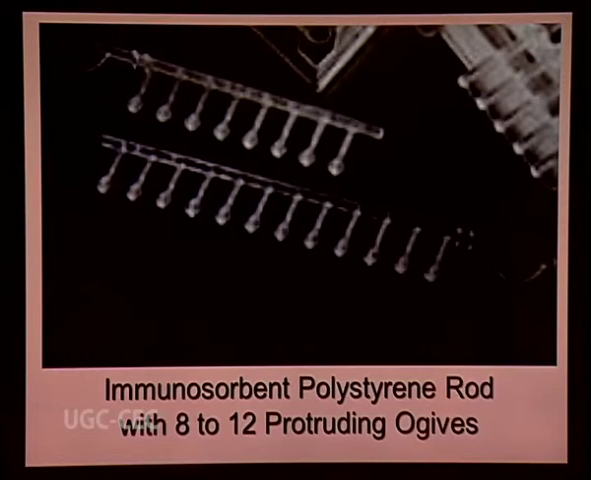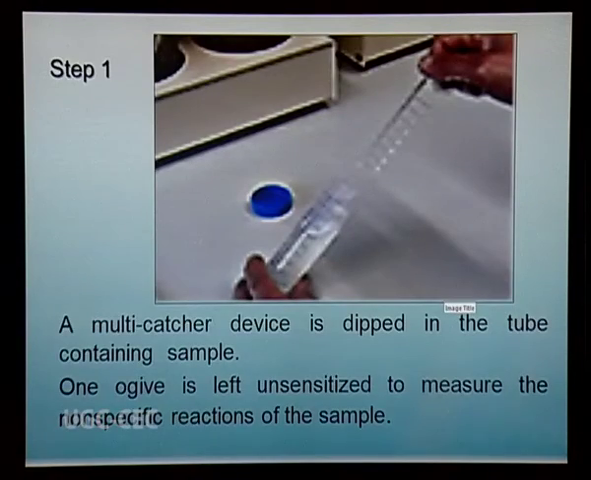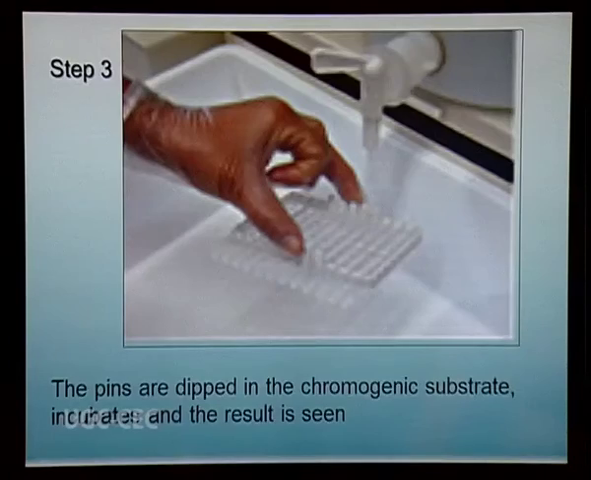This technique uses a solid immunosorbent polystyrene rod with 8 to 10 protruding ogives or pin-like structures, and each of them can be dipped in a tube containing sample. Then after incubation and washing, this rod is immersed in conjugates carrying antibodies. Again after incubation and washing, the rod is immersed in chromogenic substrate, and immediately the color change tells us the presence of the antigen in that sample.